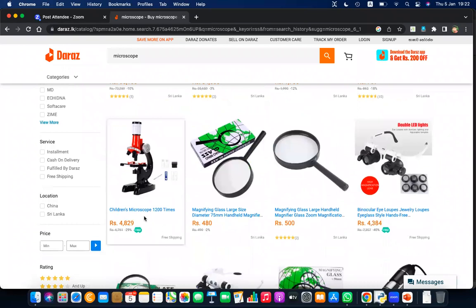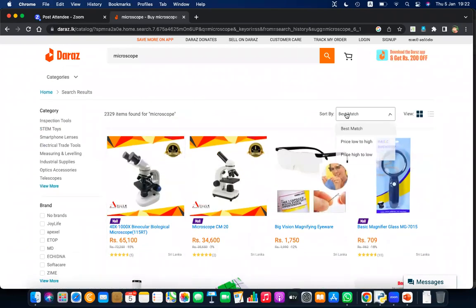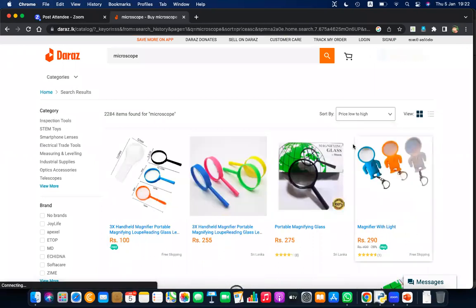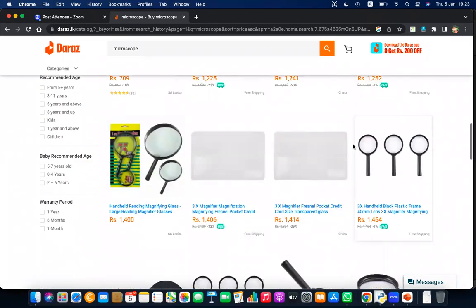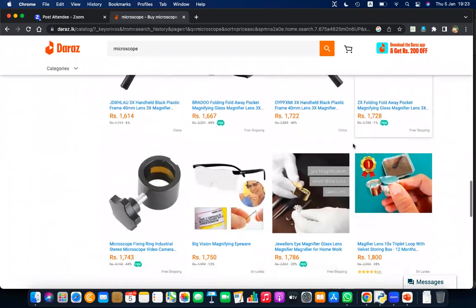So you can see it is only 4,000 rupees, but that can do a lot. That small microscope can do a lot. That is enough for you, actually, up to your O levels.